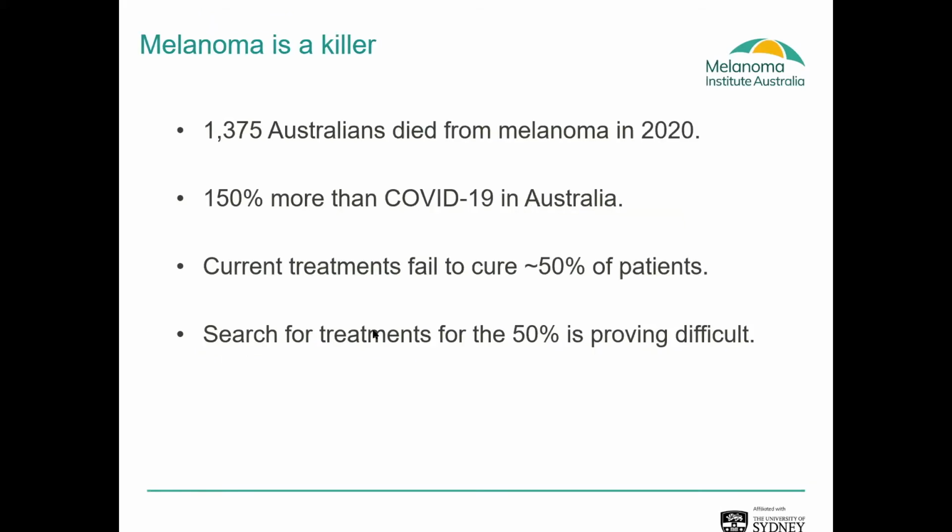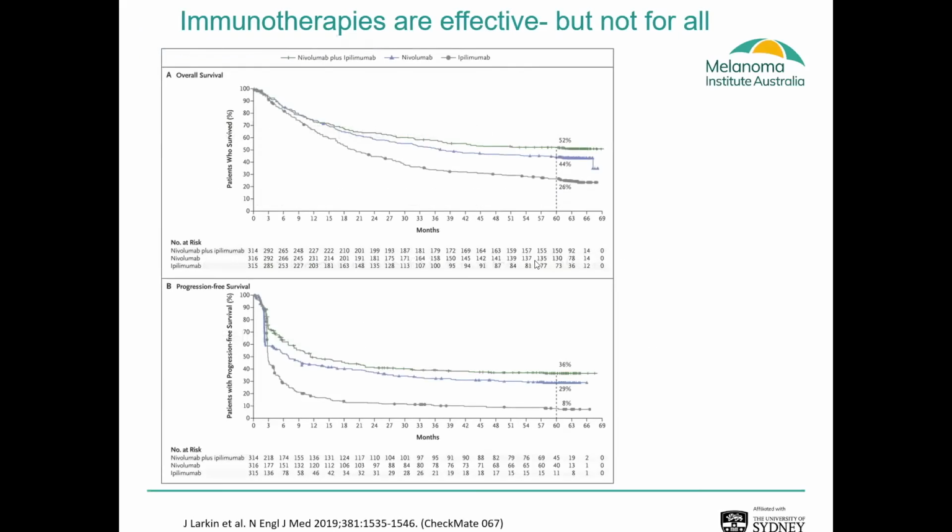It's a really important question because in Australia, more patients died of melanoma last year than have died in the whole entire period of COVID-19. So it's a real killer in Australians. And the majority of patients who develop metastatic advanced disease often die. So it's a major killer in Australian patients.